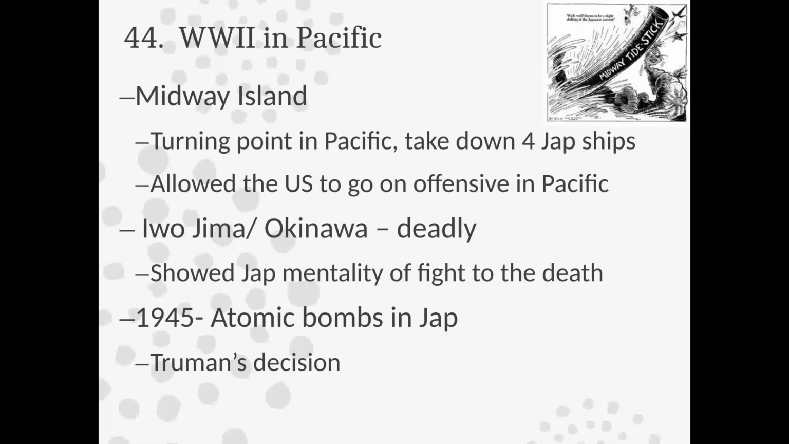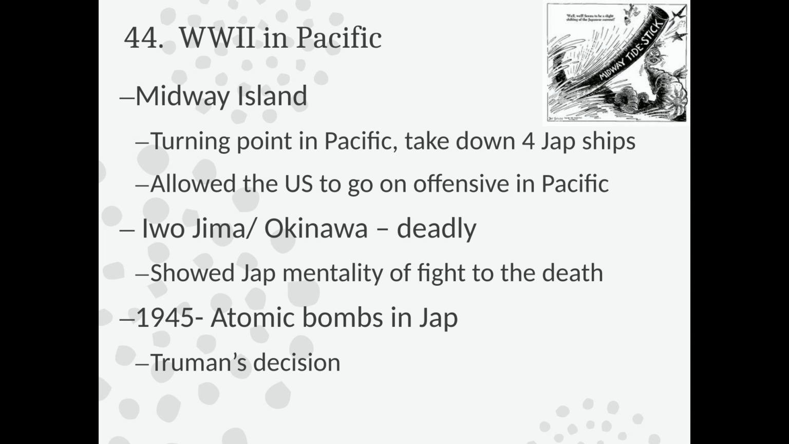Now that we've talked about Europe, let's look at some of the things that were going on in the Pacific. In the Pacific, the turning point of the war is going to occur at Midway. It's considered the turning point because the Japanese are going to lose 4 aircraft carriers, and this is going to allow the United States to go on the offensive against the Japanese in the Pacific. We're also going to have 2 big battles at Iwo Jima and Okinawa, which was close to the islands of Japan, part of that island chain.